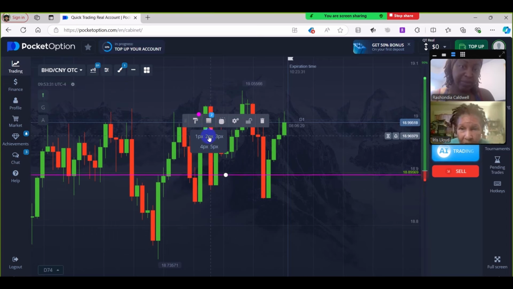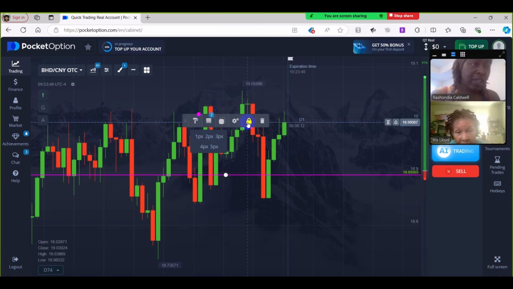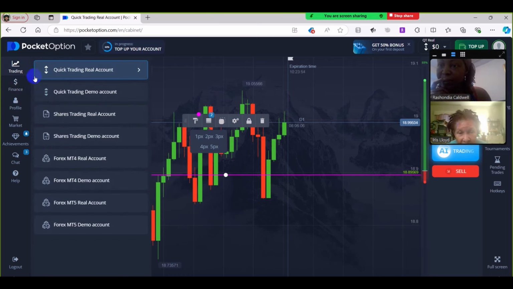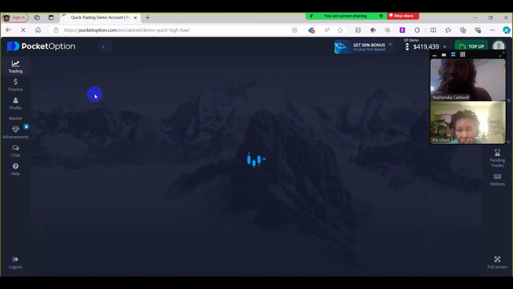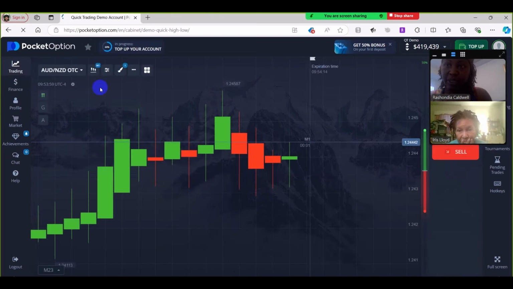You are on your real account. You do know that, right? Yeah, I'm on my real account. Oh, okay. It ain't no money in here. I'm just using it just to show you that you can lock it, and right here you can lock it and unlock it. Let me see if I do this on the demo account. If it'll let me do it on the demo account.